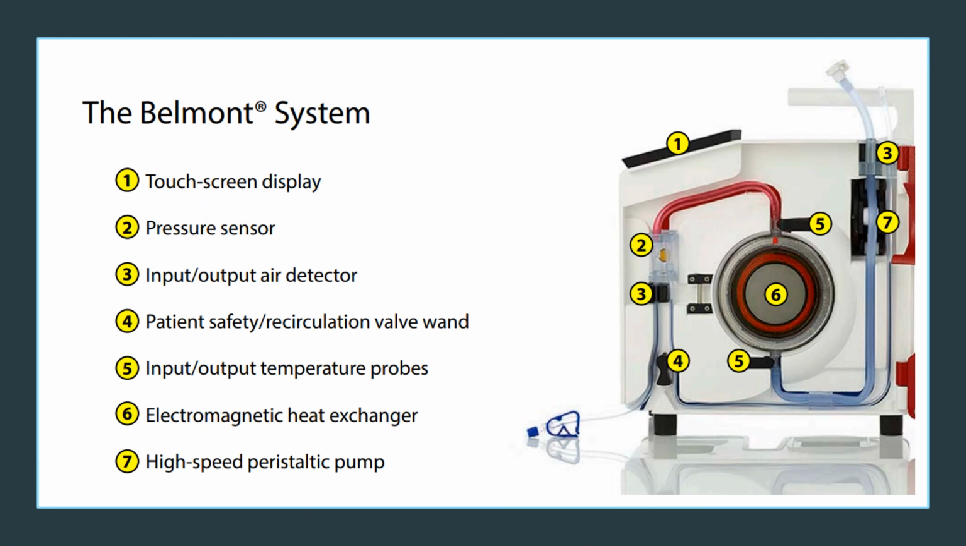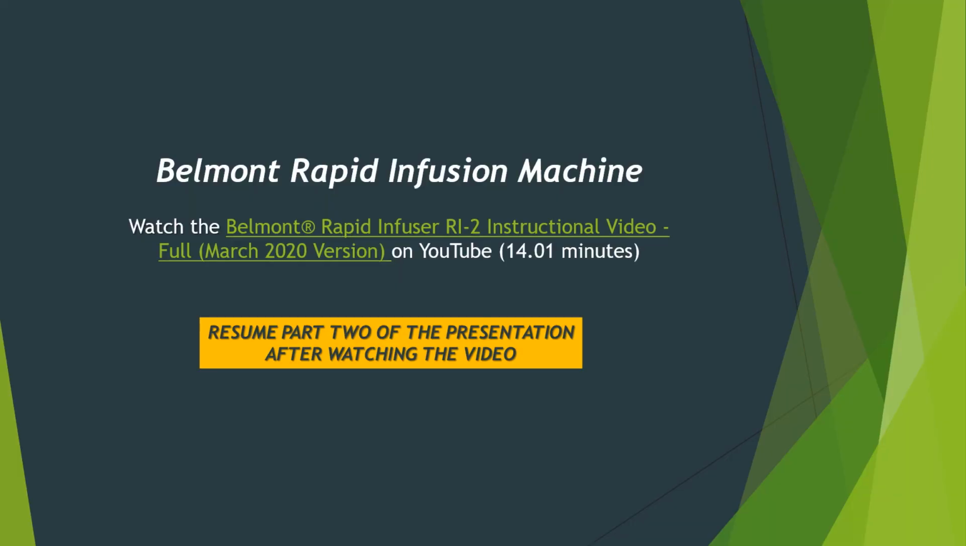Momentarily, we'll take a break from this presentation so that you can watch a video from the Belmont manufacturer. This is the recirculate portion of the machine, which shows you how the blood product or fluid circulates through the machine and identifies the different parts of the machine for you to refer back to. At this point, please stop and refer back to the handout where you can click on a hyperlink to the Belmont Rapid Infuser instruction video from March 2020.